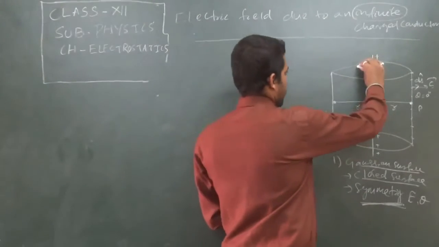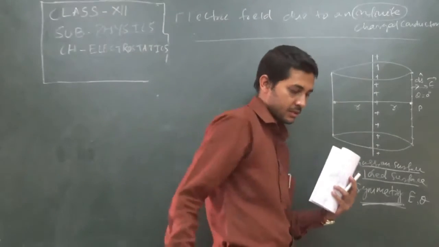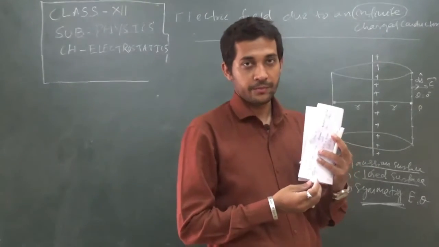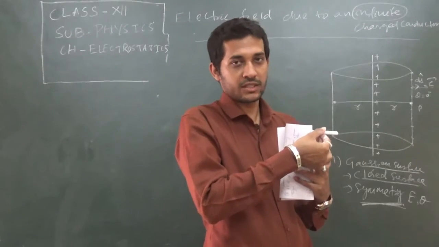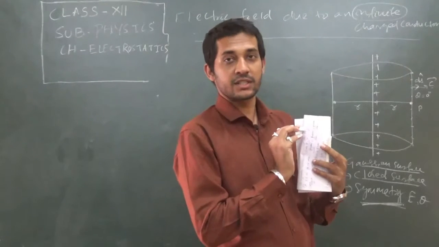If you talk about the upper flat one and the lower flat surface, then what we will see is that the electric field is going like this. This one is the direction of electric field, or this one is the direction of electric field.